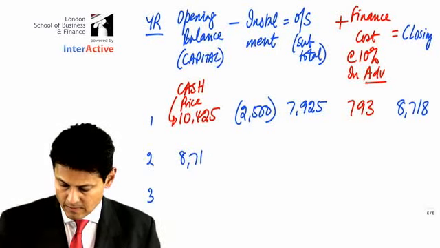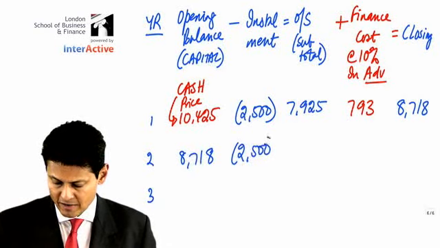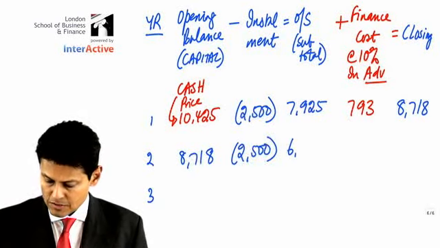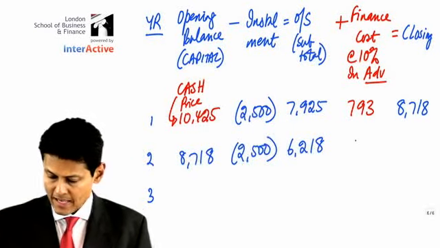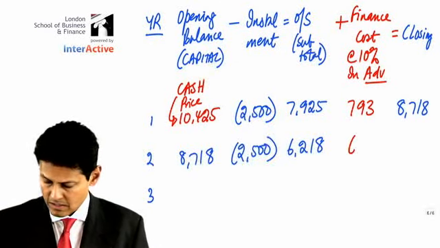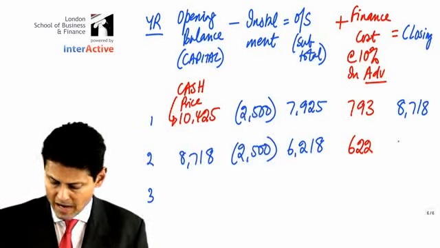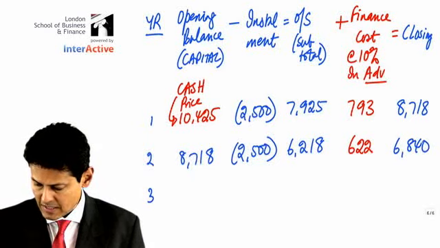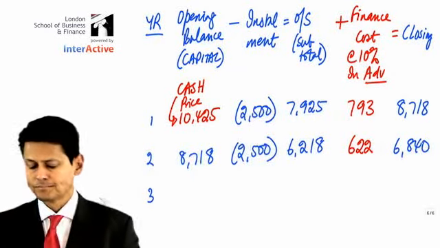8718. Take away 2,500. Comes to 6218. 10% thereon, 622. A running total to the right, 6,840. Let me run through that once more.